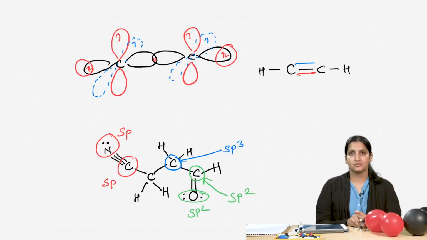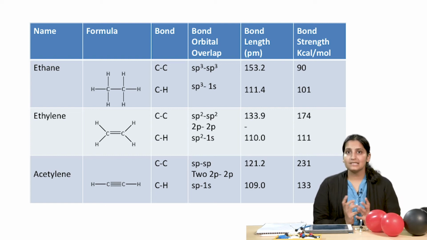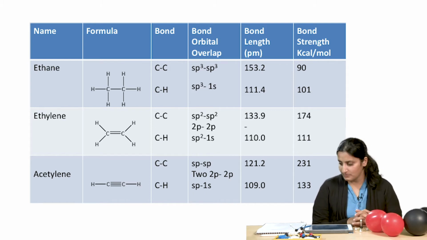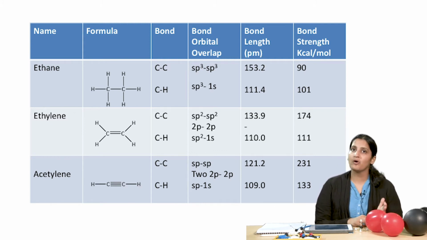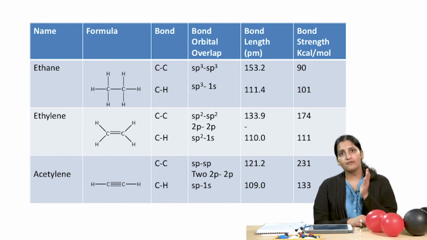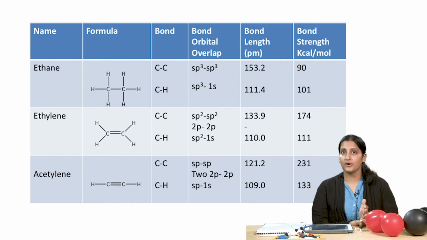So now to summarize the three different types of hybridization we have seen, here is a table that talks about all the characteristics of sp3, sp2 and sp hybridization. So we have already covered the types of bonds each hybridization can form, and we have also covered the geometry, but here is something more that I want to point out.